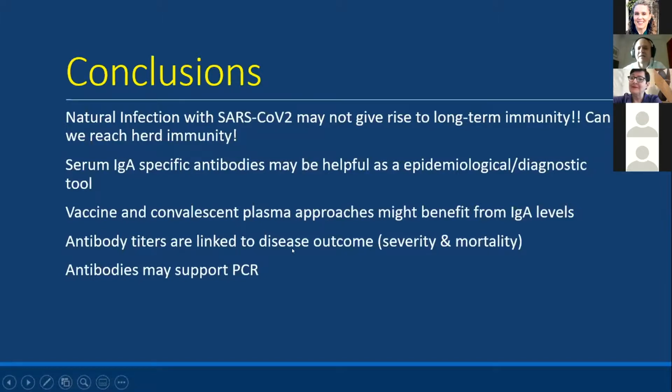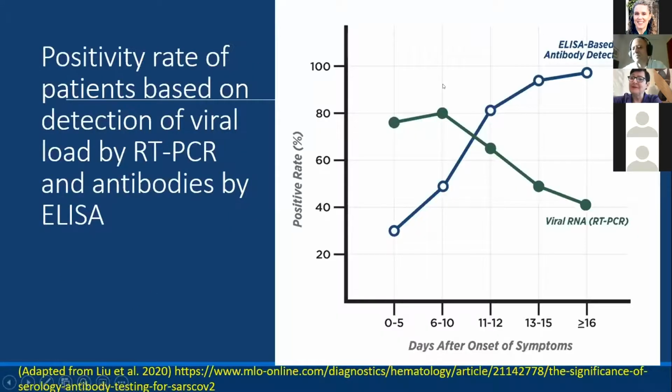Antibody titers are linked to disease outcome, so we can use the antibody in patients, especially hospitalized patients, to predict outcome and mortality in certain cases. Antibodies may be a support for PCR. We know that PCR positivity starts to go down with time, especially 13 to 15 days post infection. In that case, serology can be helpful in monitoring and detecting these cases.